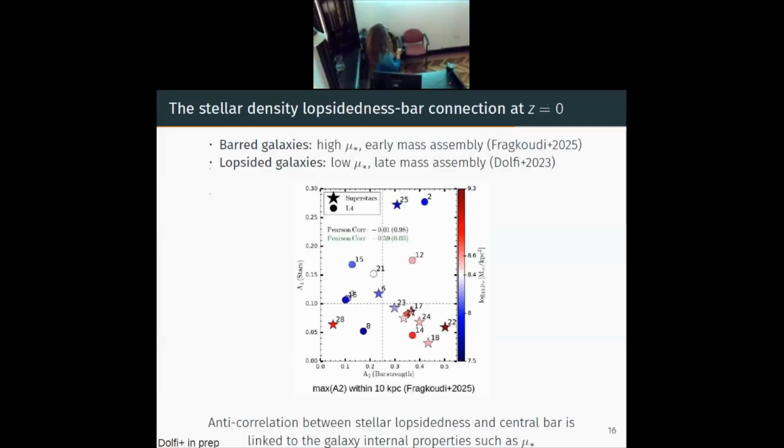And again, we see that although there are some clear outliers, the majority of points tend to lie along this line showing anti-correlation, where galaxies characterized by more symmetric disks tend to have higher central stellar mass density and low lopsidedness, while the galaxies characterized by stronger lopsidedness tend to have low central stellar mass density and not develop bars. This is likely the result of the strong correlation between the lopsidedness, the bar, and the internal properties of the galaxies.